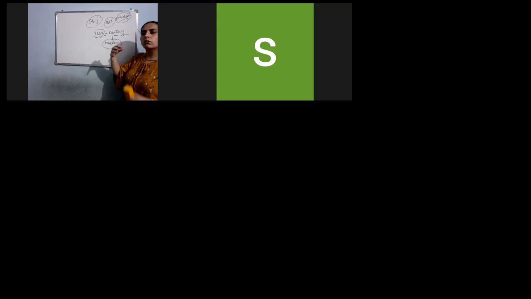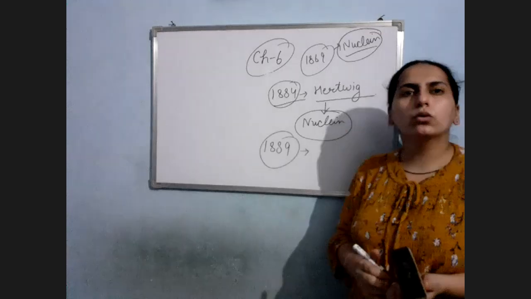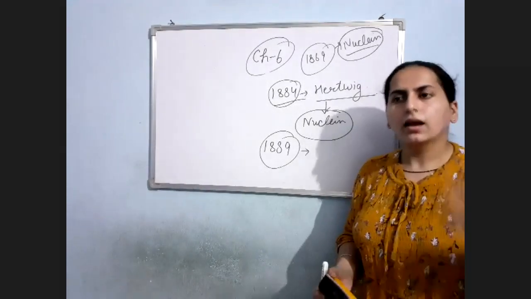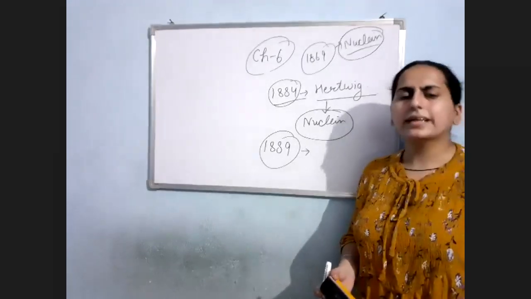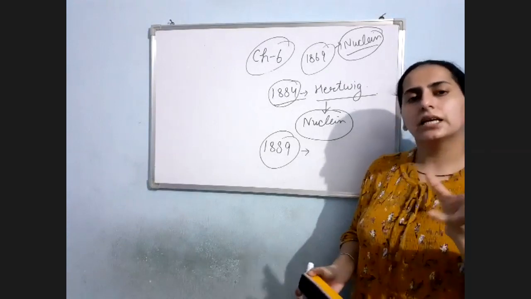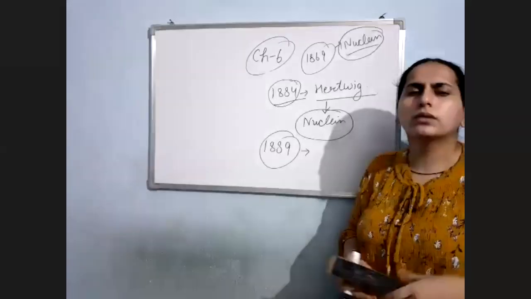Clear? He did this. Now there came another scientist in 1889, Altman. Now what he said is that this nuclein is of two types, DNA and RNA. After that, scientists came and they studied the structure of these nucleic acids. The history is this. No doubt it is less important, but you should know.